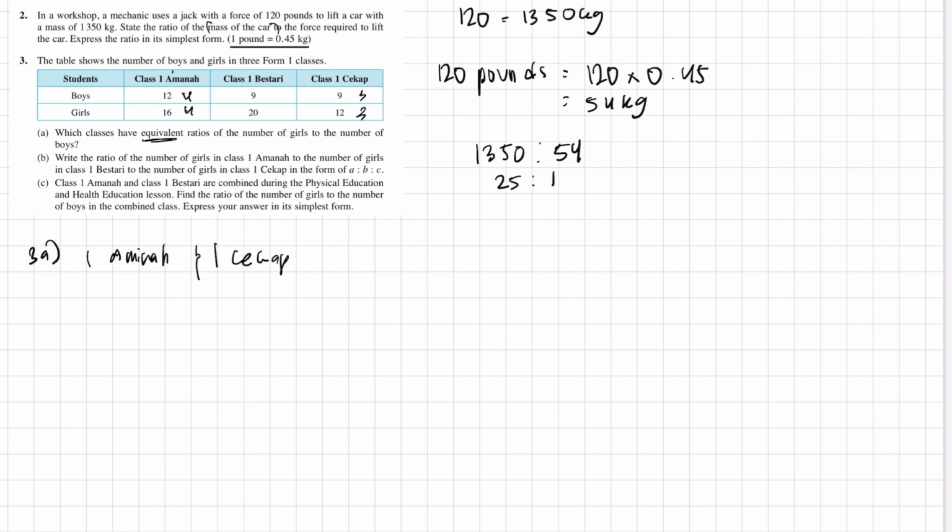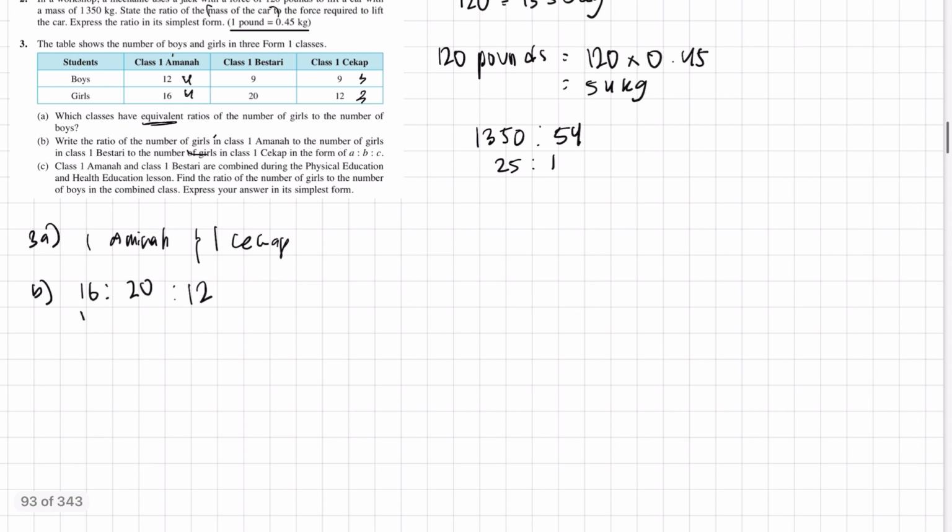Okay, 3B. Write the ratio of number of girls in one aminah, bestari, and one checkup. So 16, 20, and 12. We need to simplify it. I see the numbers can be divided by 4. So this is 4 times 4, this is 4 times 5, and this is 4 times 3.